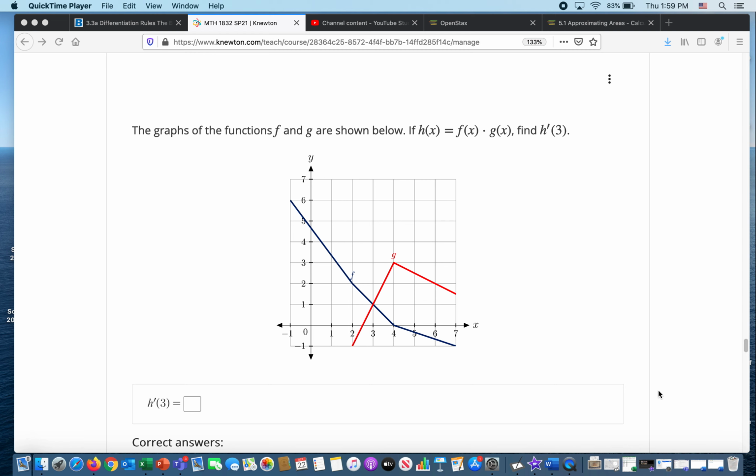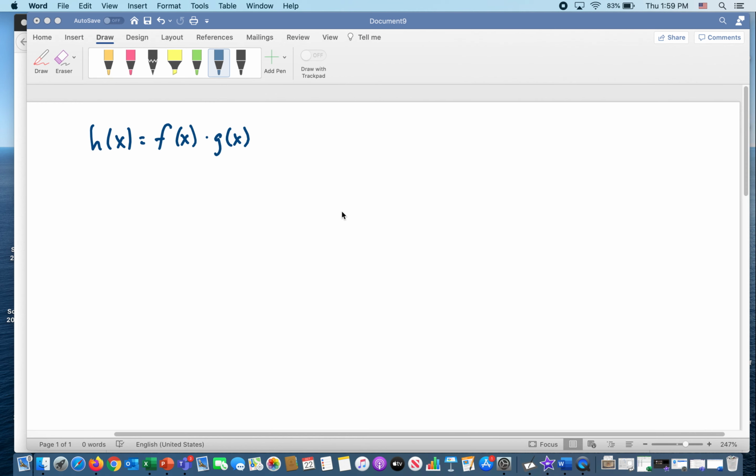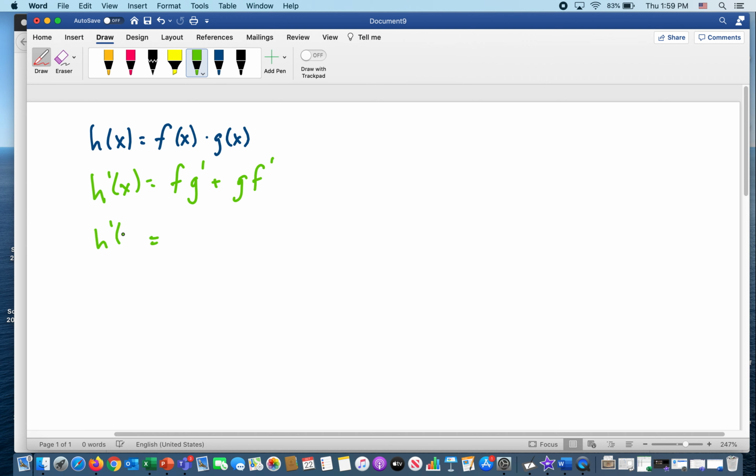Okay, so here's what we're going to do. We're going to take h of x, written as f of x times g of x. And I'm going to recall that the derivative of h of x is 1 d2 plus 2 d1. And if we get specific, we're looking for h prime of 3. So we want f of 3 times the derivative of g at 3 plus g of 3 times the derivative of f at 3.